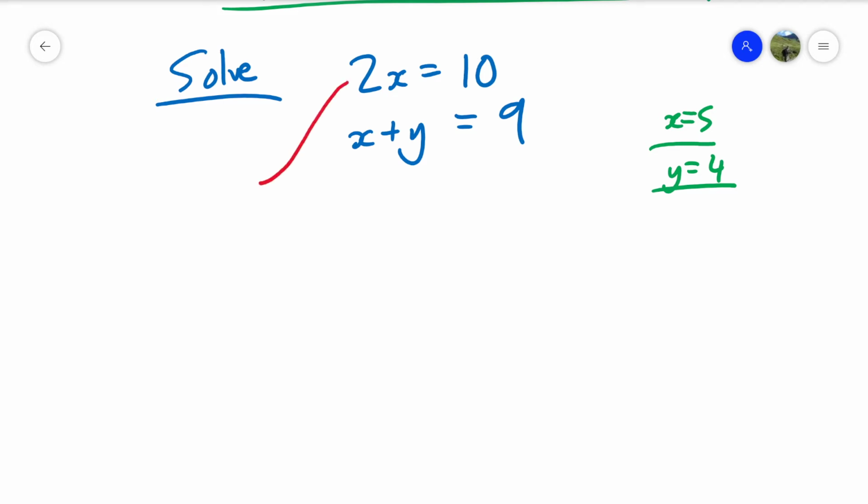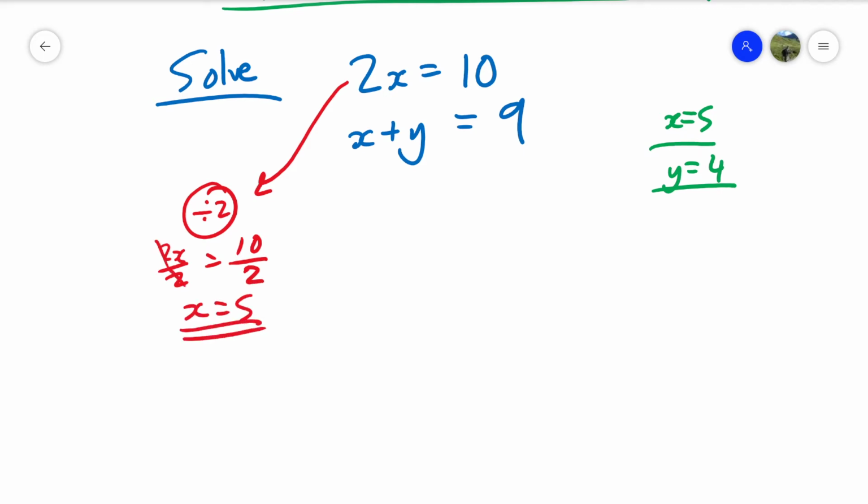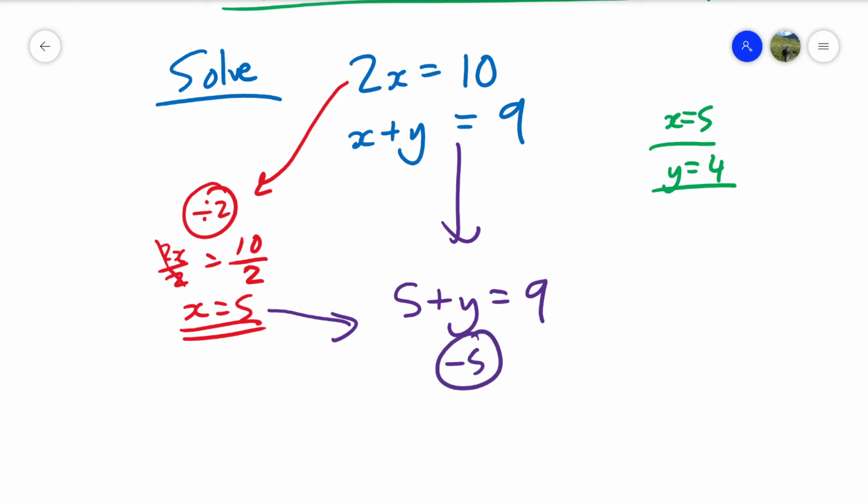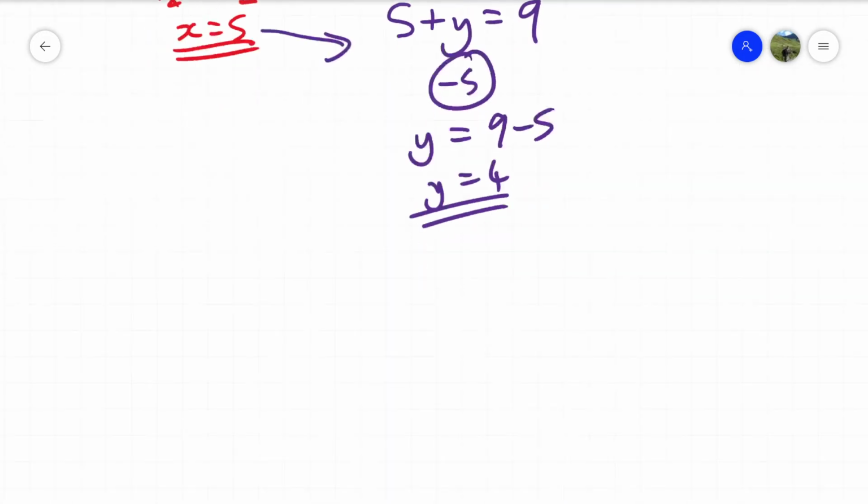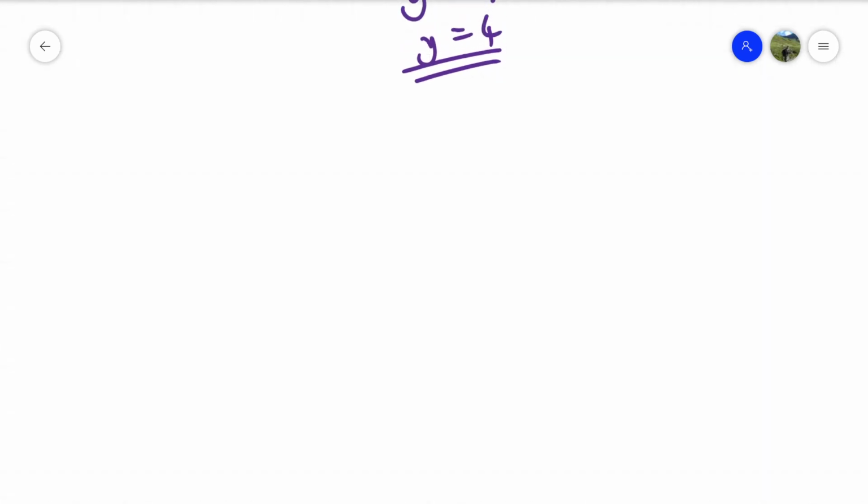Okay, well, we can take this first one here. We could divide both sides by 2, which gives us 2x over 2 equals 10 divided by 2, which means that, because that cancels, x equals 5. And then I can say, well, now that I know what x is, I can combine these two equations. 5 plus y equals 9. I could minus 5 from both sides, which gives me y equals 9 minus 5, y equals 4. There we go. Let's do the next question.